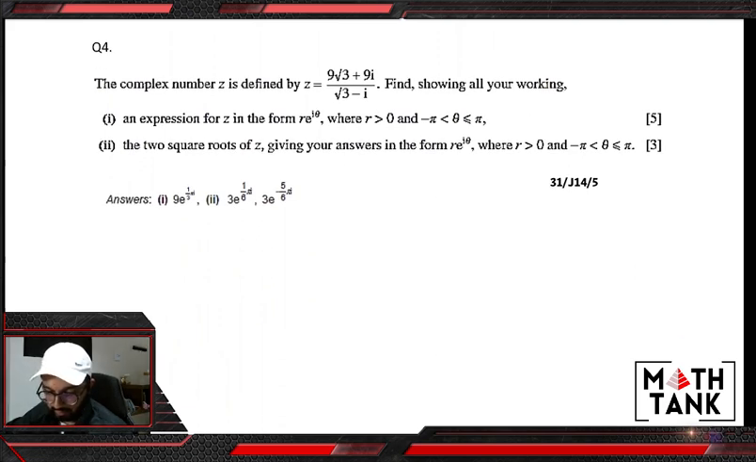It says the complex number z is defined by z equals 9 root 3 plus 9i over root 3 minus i. Find, showing all your working, an expression for z in the form r e to the i theta, where r is greater than 0 and theta is between minus pi and pi. r is basically the modulus, theta is the argument. You must have studied this in the exponential form of the complex number that you've done before. Okay, so I will first have to rationalize this. I don't think I can do it without that.